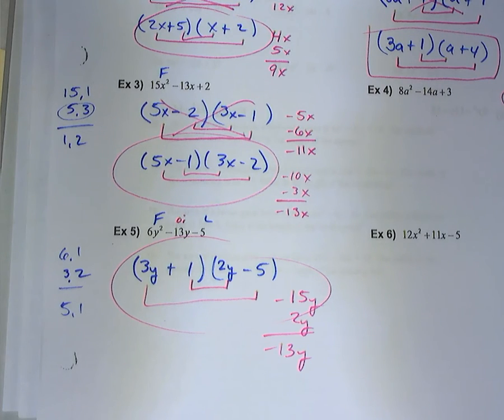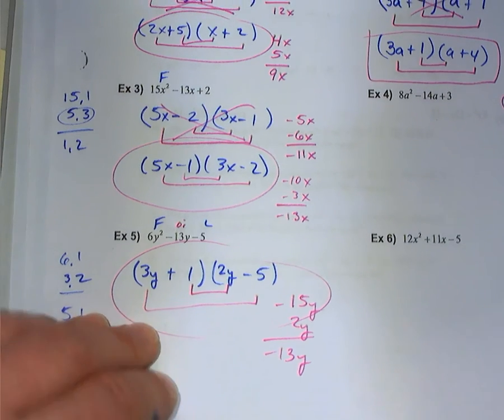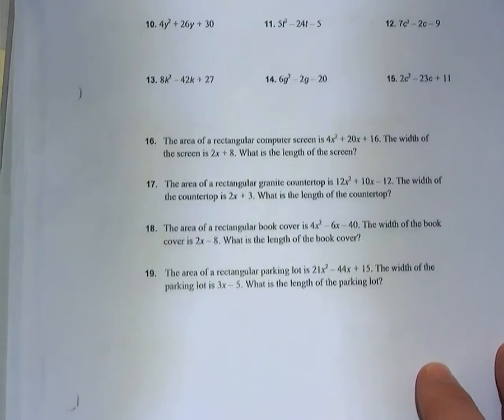So this guy works out perfect. I got 3y plus 1 and 2y minus 5. Worked out great. All right, ladies and gentlemen, do you have any questions with that? All right.